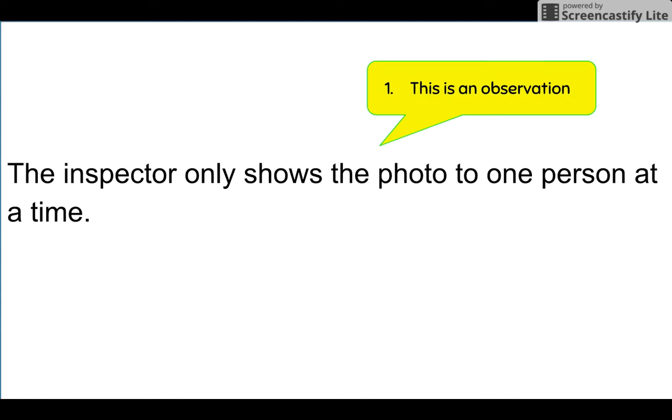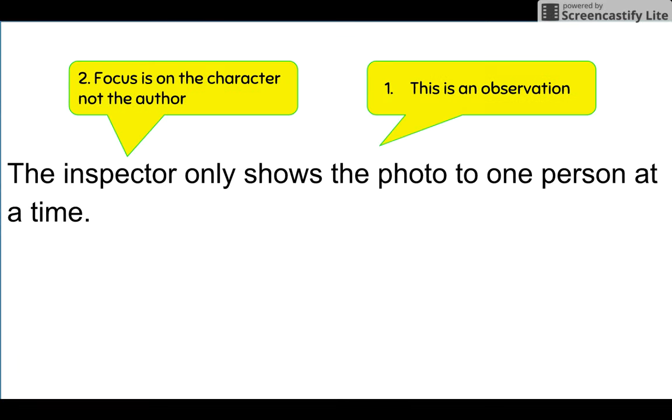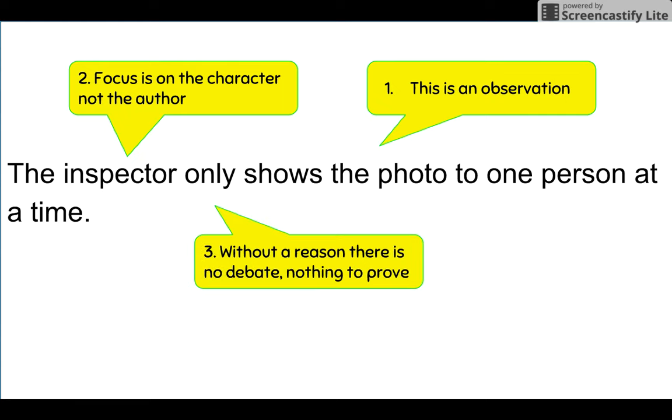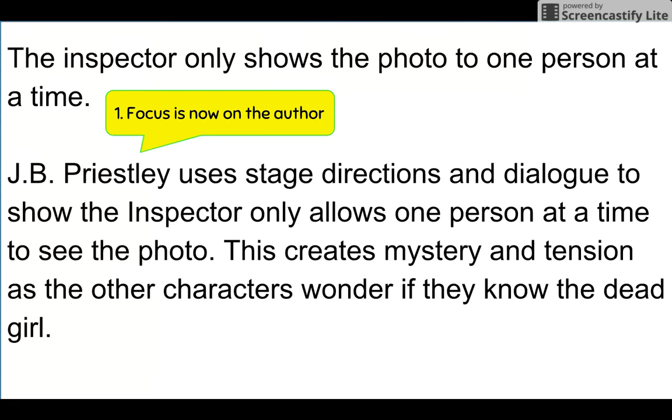So first of all, this is a simple observation. Secondly, the focus here is on the character, not the author. And as students of English, we're looking at how a writer has used methods to create certain effects. So by focusing on the inspector, we're not really doing our job. And this observation doesn't have a reason. Therefore, there's no debate. There's nothing for us to prove as students of English. So I've rewritten this to something that would be much more suitable.